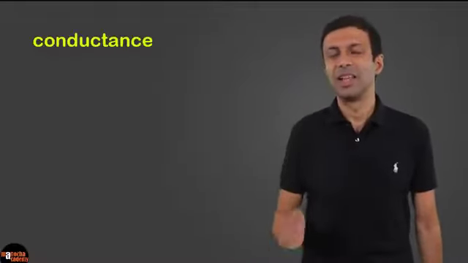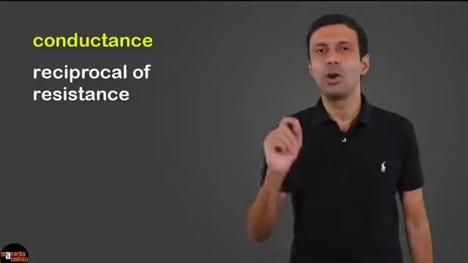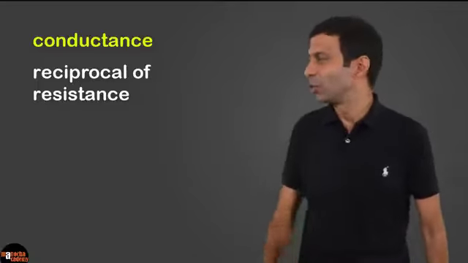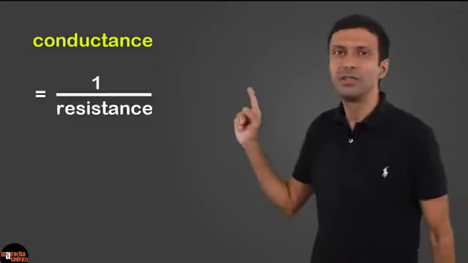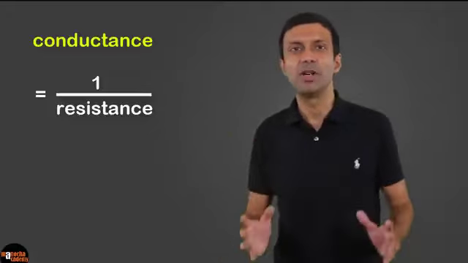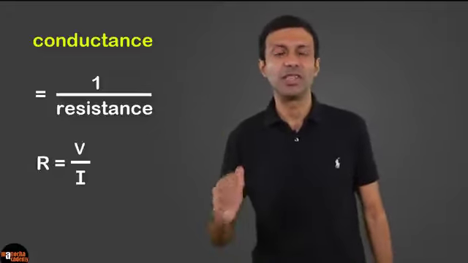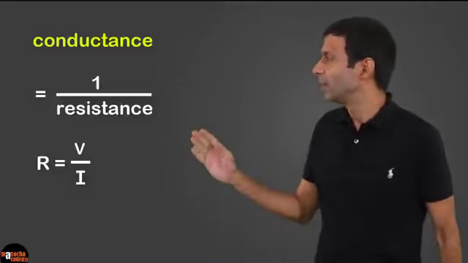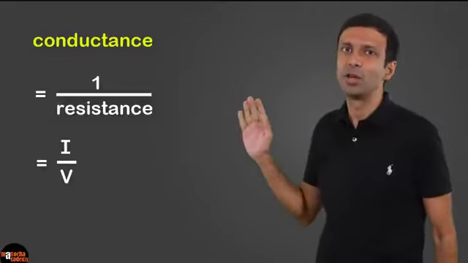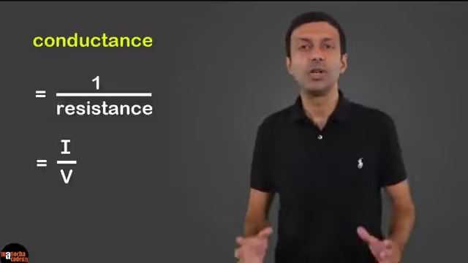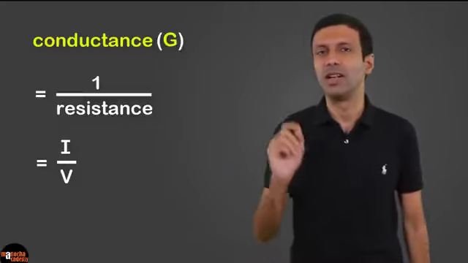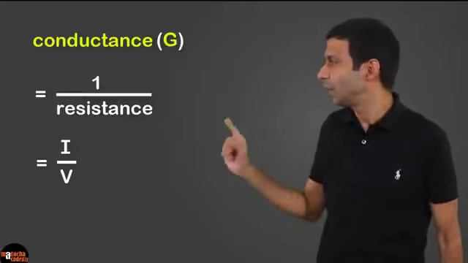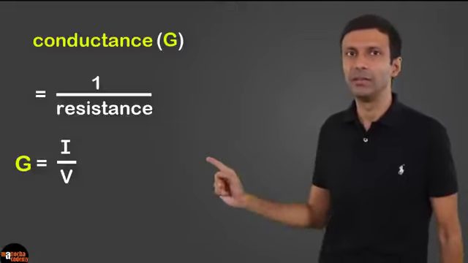Just like we have resistance of a conductor, there is another term called conductance. Conductance is the reciprocal of resistance. So conductance is 1 by the resistance. And remember, resistance is potential difference divided by electric current. So conductance will be electric current divided by potential difference. Usually the symbol G is used for conductance. So we have G equal to I by V.